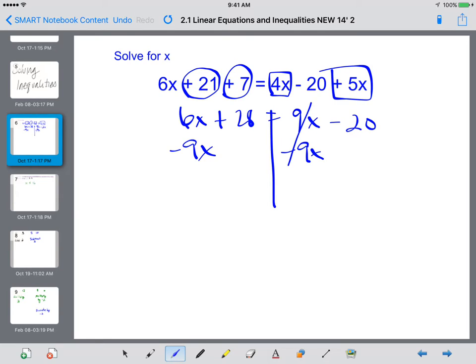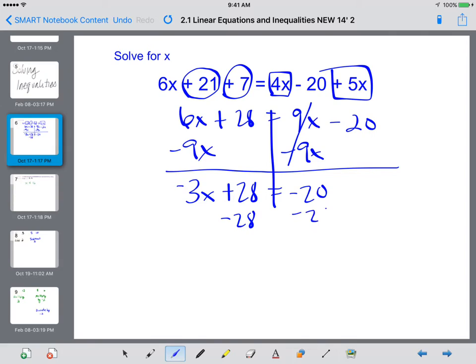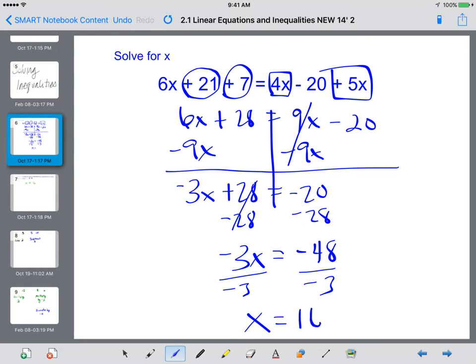That cancels over here. That leaves me with a negative 3x plus 28 equals negative 20. Now I've got to get the 28 and the negative 20 together, so I'm going to subtract 28. And I'm going to have negative 3x equals negative 48. Divide by negative 3 to solve, and I get x equals 16. So these are my basic ways of solving an equation.